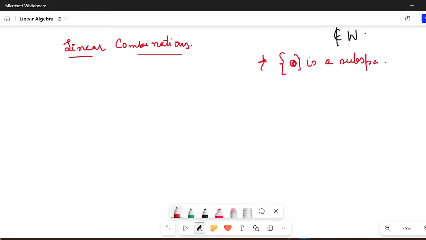If you remember, whenever we used to write collections of subsets, we always said that a void set is a subset, always. So clearly, this particular space which has only 0 is always a subspace of the vector space V over F.